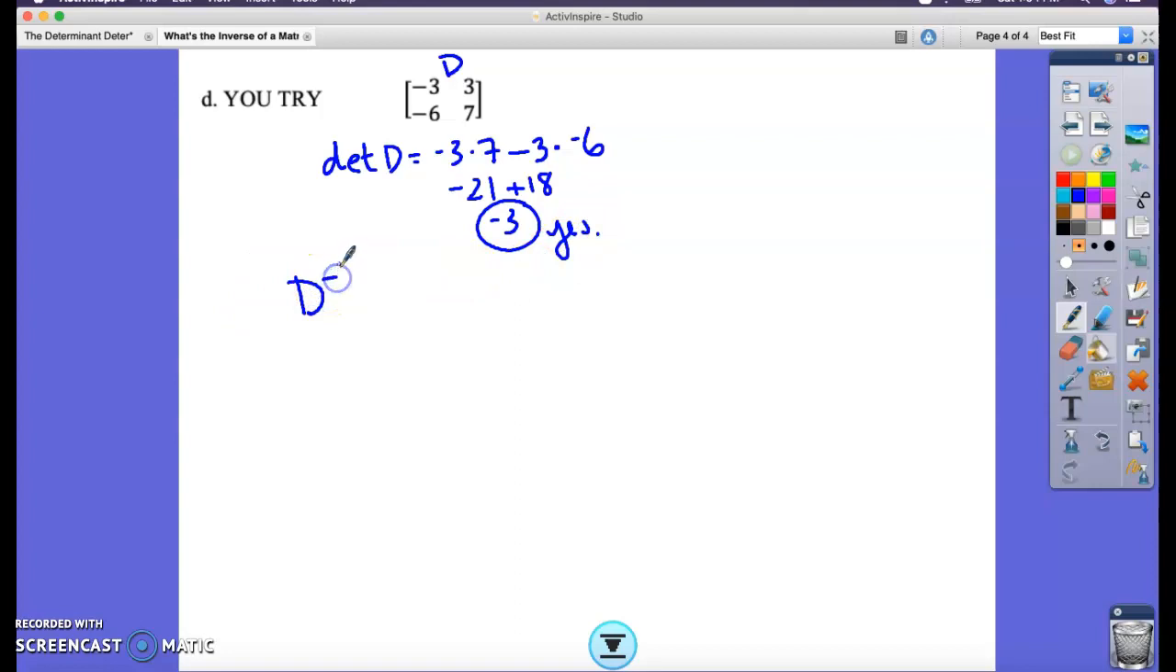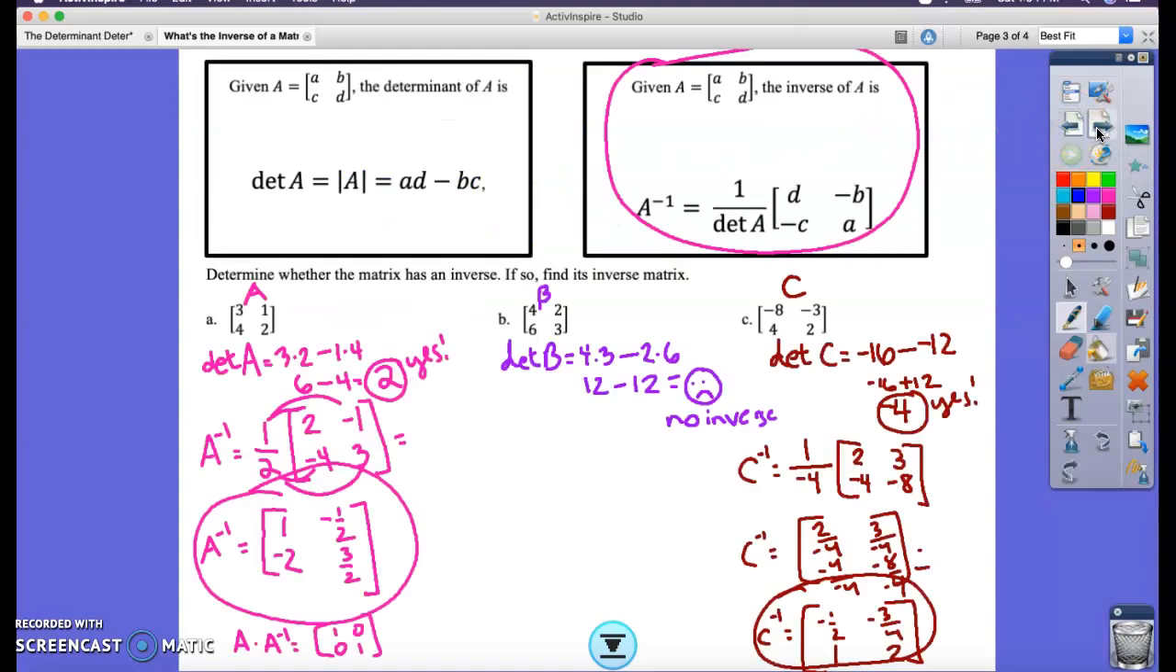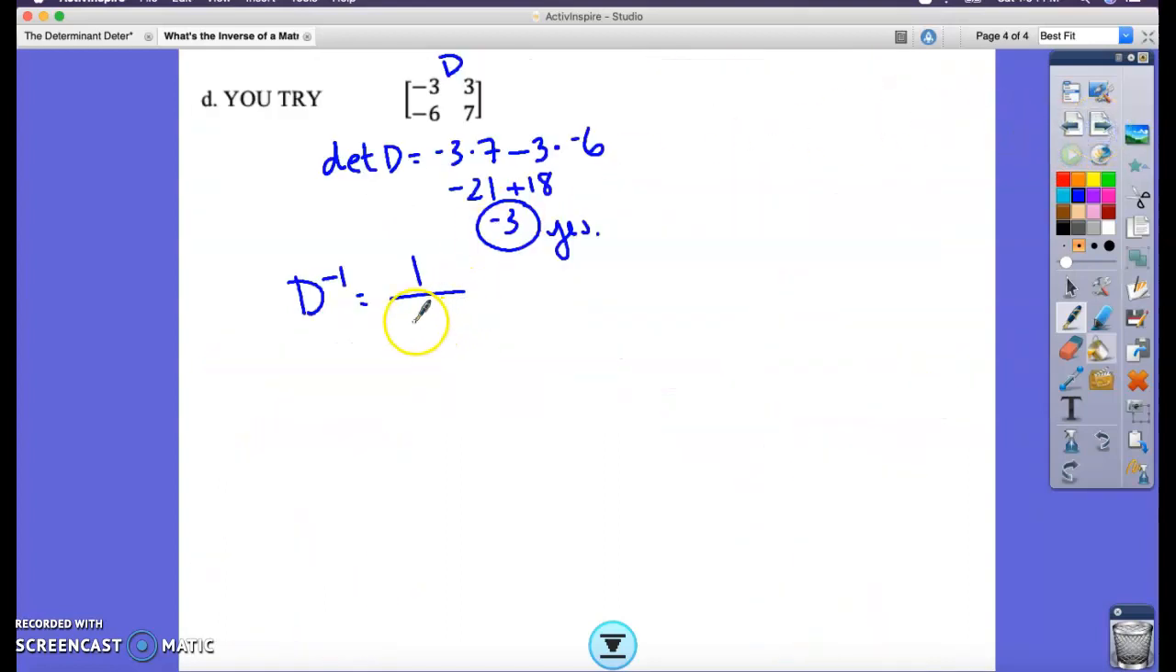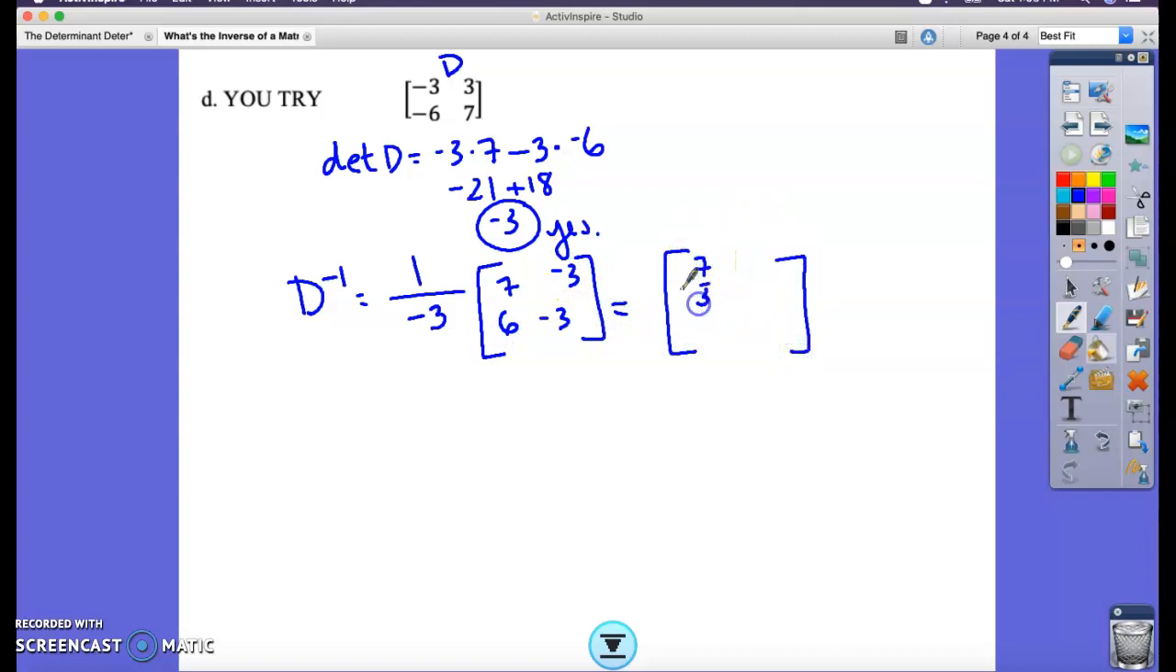My inverse of D will be 1 over, and if you have to flip back to the formula, go ahead, negative 3. First diagonal changes position. Second diagonal changes signs. This 3 is now negative. This 6 is now positive. So it is going to be 7 over 3 negative, positive 1, negative 2, and positive 1. This right here is my final answer.